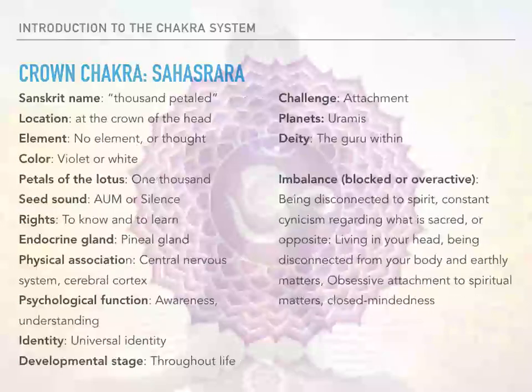The Sanskrit name is 1,000 petals. So also when you look at the lotus flower in the background, I don't know if there are actually 1,000 petals, but there are many petals on the lotus flower. The location is at the crown of the head, and it's actually said to be at the crown of the head and then above the head. So again, just like with the third eye, it connects us to the universe around us. It doesn't have an element or thought connected to it. The color is white or violet.